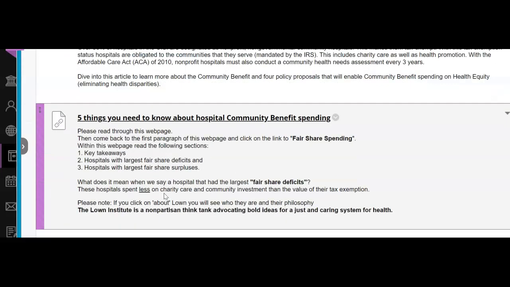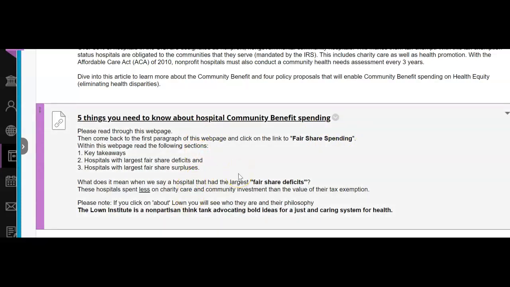And then this comes from the Lown Institute. And once you click on this, you're going to do a couple things. When you click on the link, you get to "5 Things You Need to Know About Hospital Community Benefit Spending." So read through those 5 things. Then in the same link, the first paragraph has a link to the fair share spending. So I want you to also look at that information. So I didn't put them in 2 different spots.